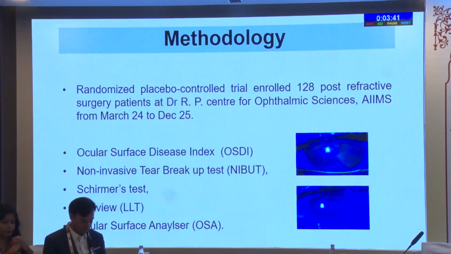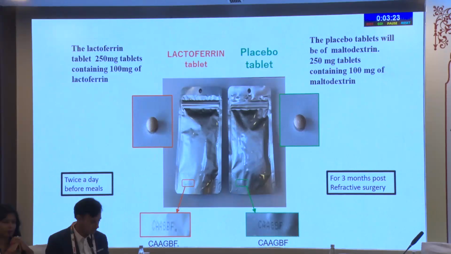It is a randomized placebo-controlled trial. We have enrolled 128 patients, around 256 eyes, at Dr. R.P. Center for Ophthalmic Sciences, AIIMS, New Delhi, from March 24 to December 25. The parameters we assessed were the ocular surface disease index, non-invasive tear breakup test, Schirmer's test, LipiView, and ocular surface analyzer. These are the packets available through our project. It's a lactoferrin tablet and a placebo tablet. Both are similar, with just a difference of a dot in the code to identify the lactoferrin tablet. It is given 250 milligram BD before meals to maximize absorption, and the placebo tablet contains maltodextrin, which is a starch molecule, an inert molecule, FDA approved.